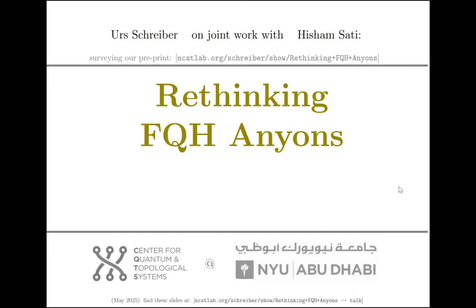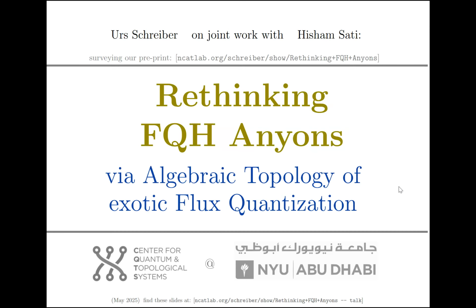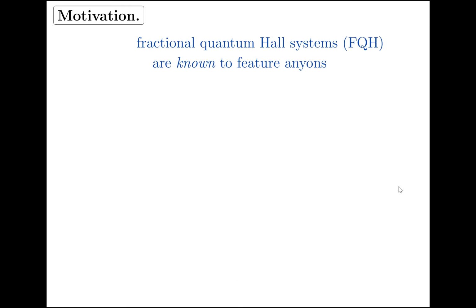Hi there, this is about rethinking fractional quantum Hall anions via algebraic topology of exotic flux quantization. Here's the motivation. Fractional quantum Hall systems, I'll say FQH for that, are known to feature anions, as opposed to some other systems that gain a lot of press these days. This goes back to 2020, work by Nakamura, but has been confirmed by a whole series of groups since then. So this seems to be a quite robust experimental result.